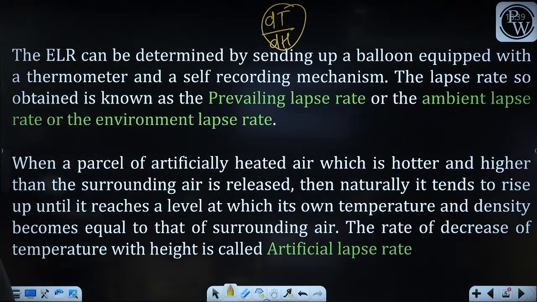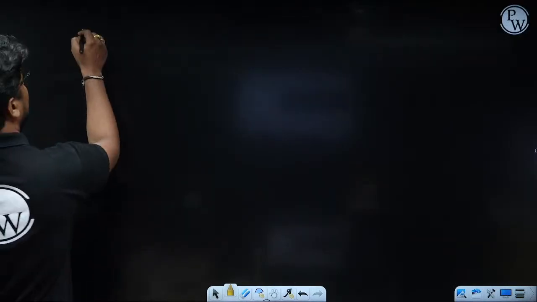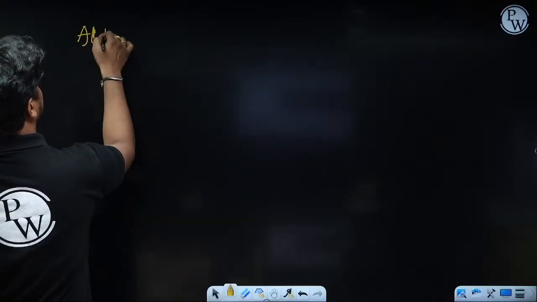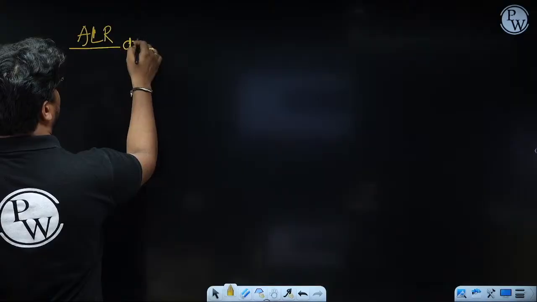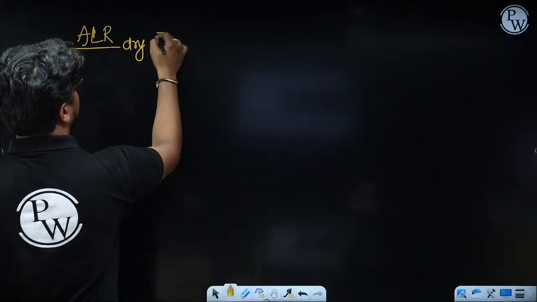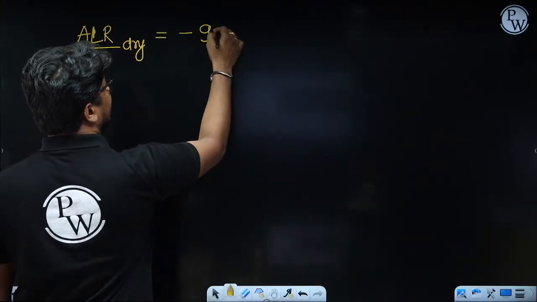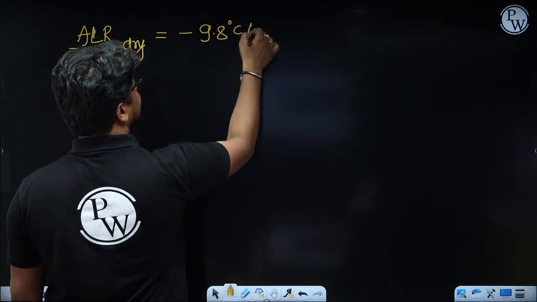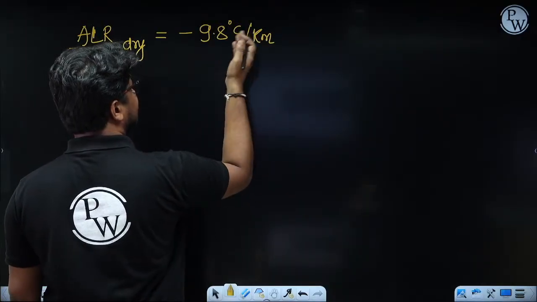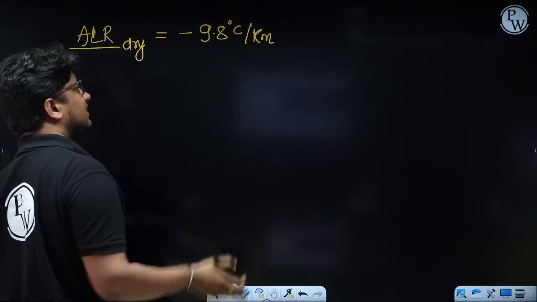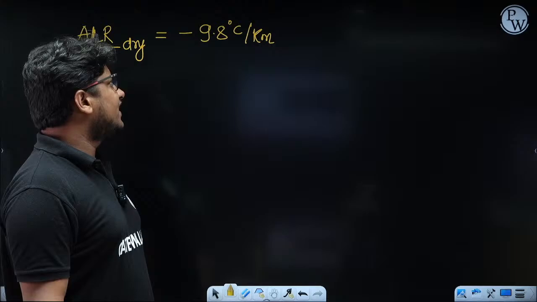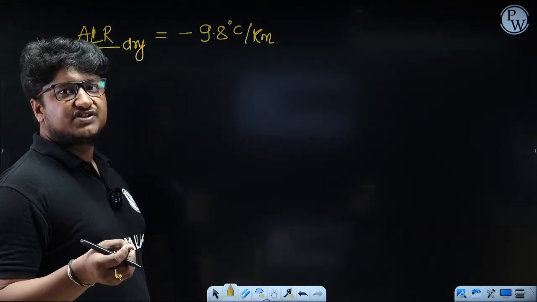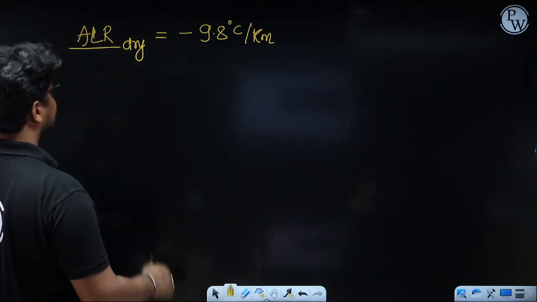So this artificially heated air, for that reason, as I said, it is a thermodynamic property. So ALR, the adiabatic lapse rate, for dry condition, this value is fixed at 9.8 degrees Celsius per kilometer. That means if you are going 1 kilometer above the earth's surface, you will find there is a decrease in temperature by 9.8 degrees Celsius.